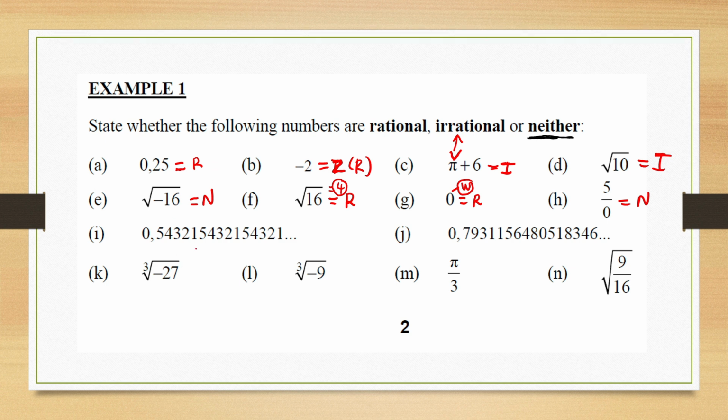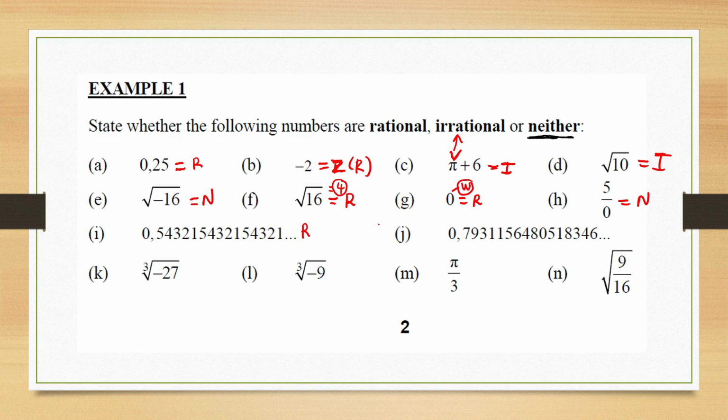Let us quickly analyze I. So number one, I is a decimal. If I is a decimal, we need to now see whether it's a recurring or a non-recurring decimal. So let us see. So we've got 0,54321, 54321, 54321. So this for me is actually recurring, as there is a pattern. So therefore this is a rational number.